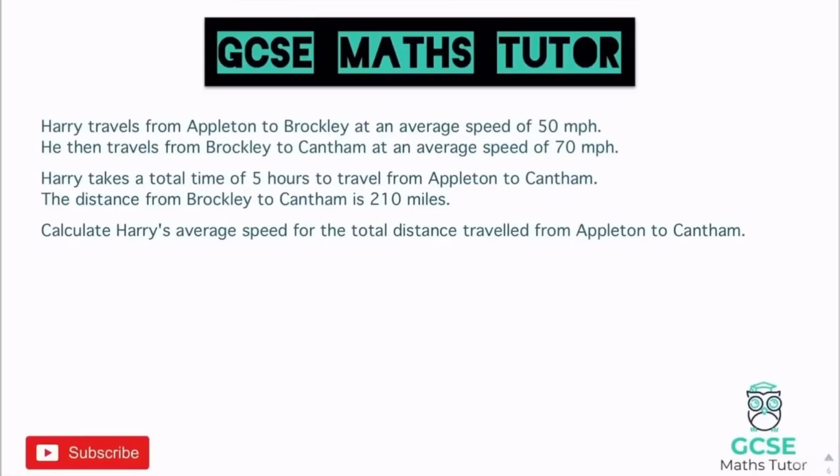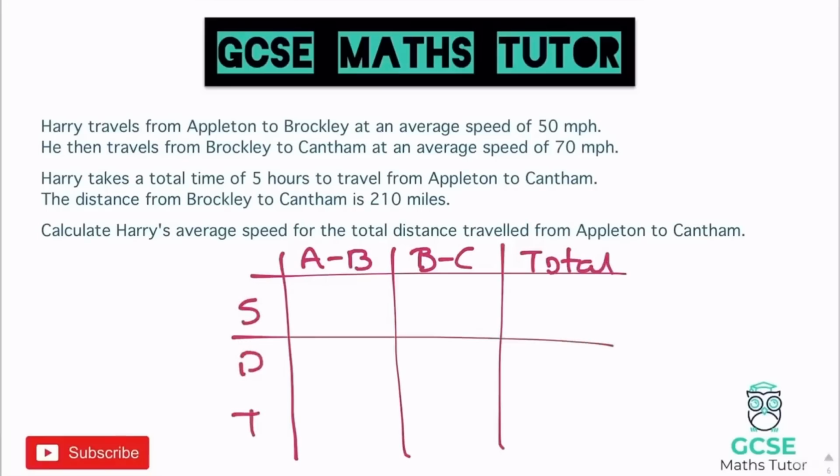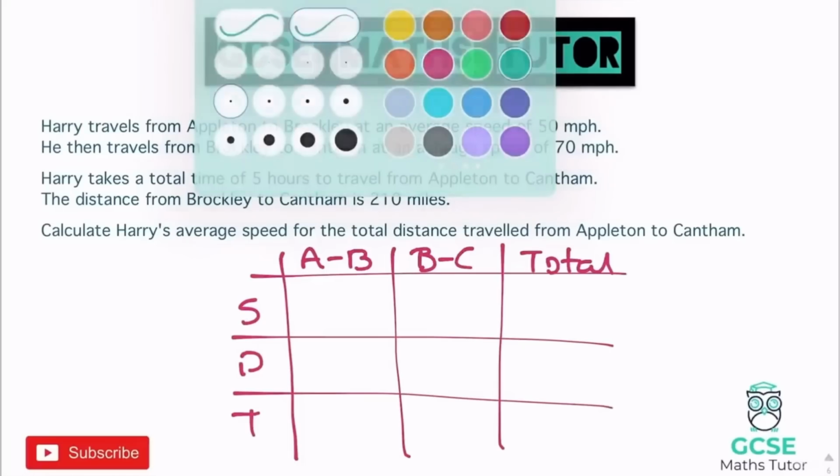Right, so let's have a look at this one then. So we've got A to B, and we've got B to C, and then we've got the total overall journey there. There we are. And thinking about what we've got, a speed, distance and a time, and we'll see what happens in this question.